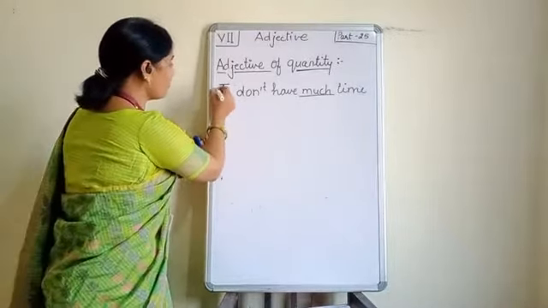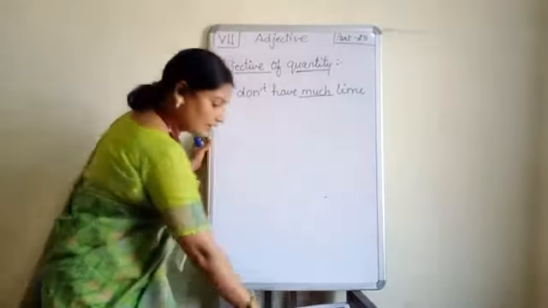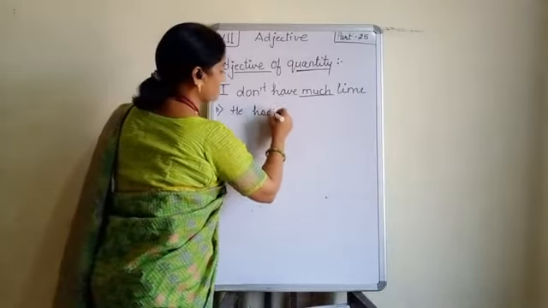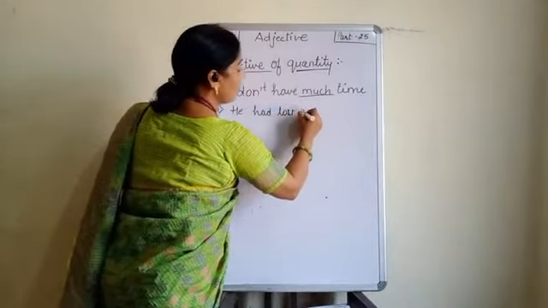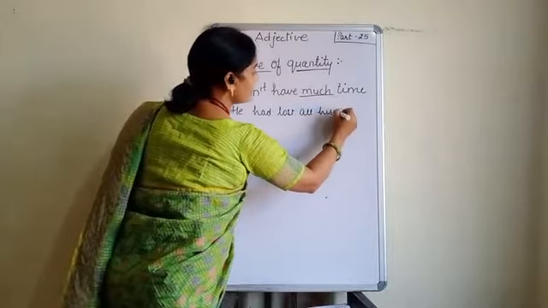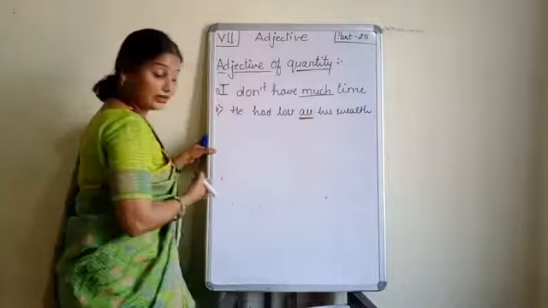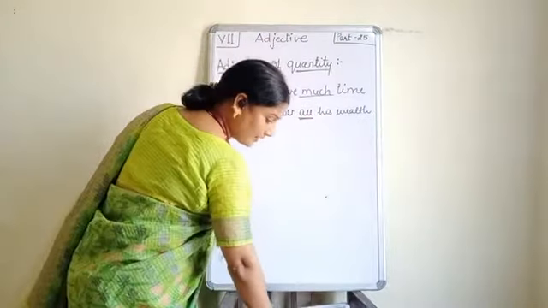Now see some more examples. He had lost all his wealth. Now here, all. Okay. Next.